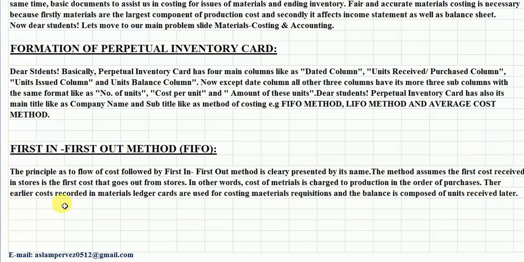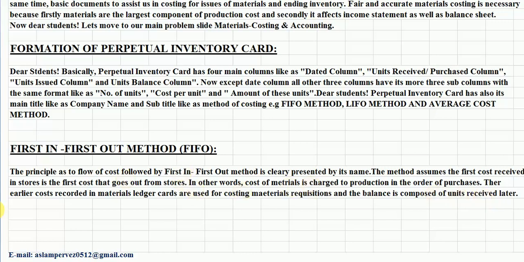The earlier costs recorded in the materials ledger cards are used for costing material acquisition, and the balance is composed of units received later. Students, this is the explanation of the first method.